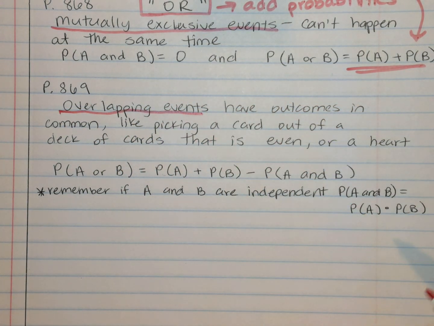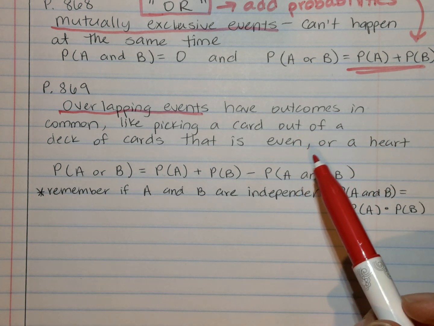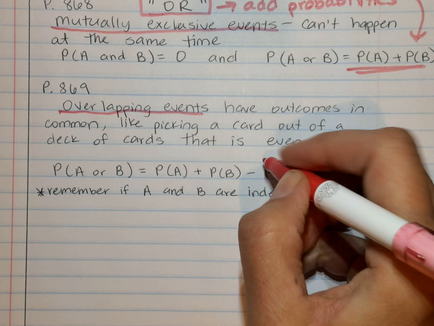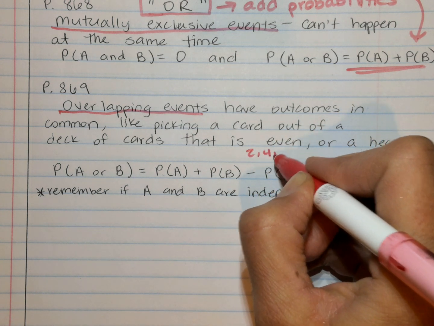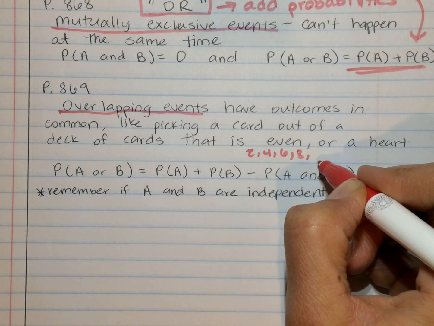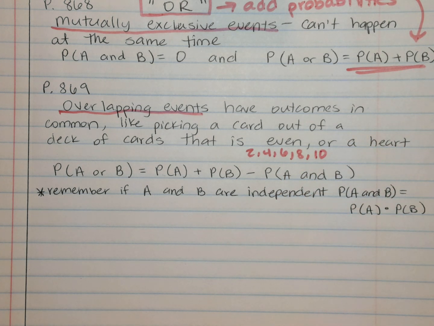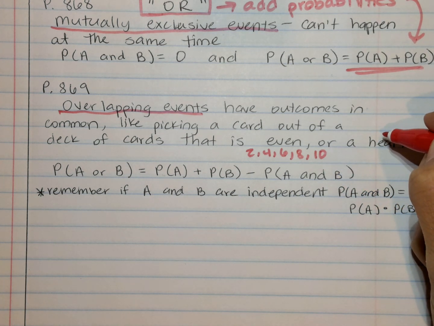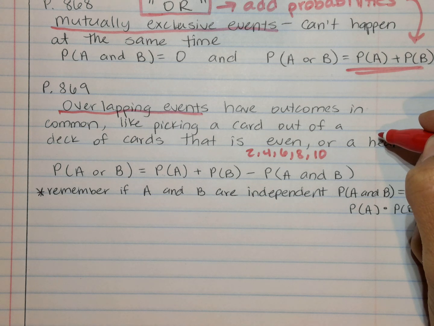Overlapping events have outcomes in common, like picking a card out of a deck of cards that is even or a heart. So there's some outcomes in common. So if I'm saying picking one card out of a deck of cards that is even or a heart, there are a lot of even cards. There's 2, 4, 6, 8. There are 10s. But after 10s, remember, it goes to Jack, Queen, King, Ace. So there's those ones that are even. And for every number, there's 4 suits. There's the heart, the spades, diamonds, and clubs.